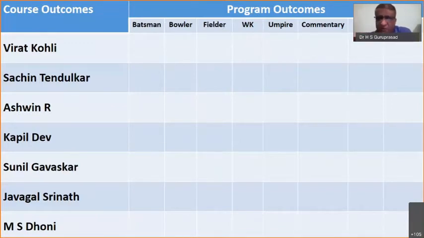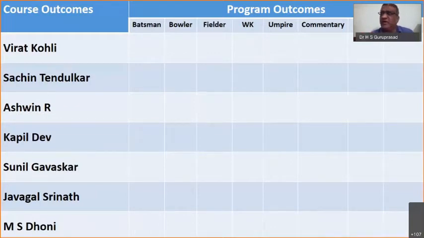Before actually doing this example, one thing should be very clear. If you think a particular CO will not map to a particular program outcome, put a dash, forget it. Don't worry at all. If you think, sir, this CO will not map to this PO at all, just put a dash. Afterwards, you need not do anything.